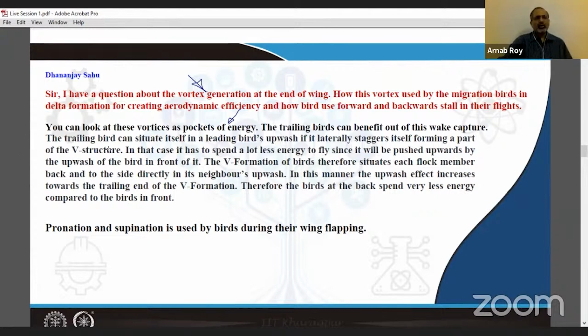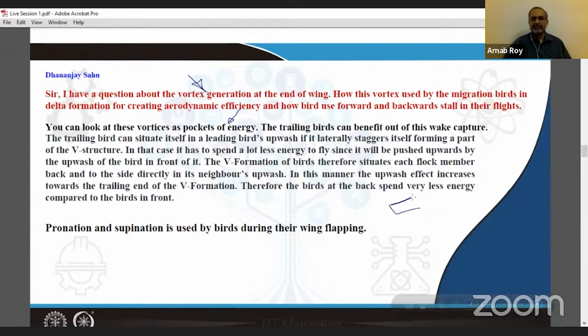Now, when you talk about the formation flight, if you are looking at a leading bird and a trailing bird combination, then the trailing bird can situate itself in a leading bird's upwash if it laterally staggers itself, forming a part of the V structure. Let's try to explain with a very simple sketch.